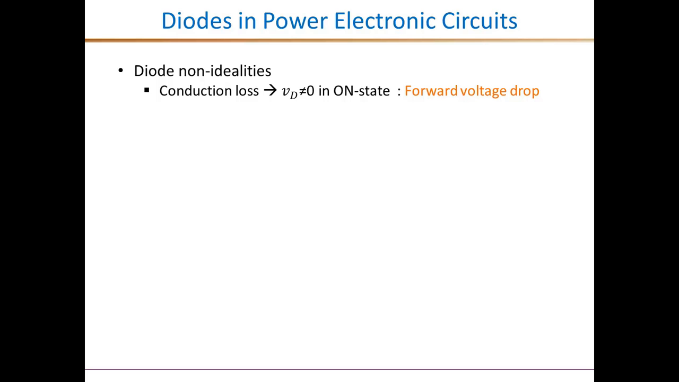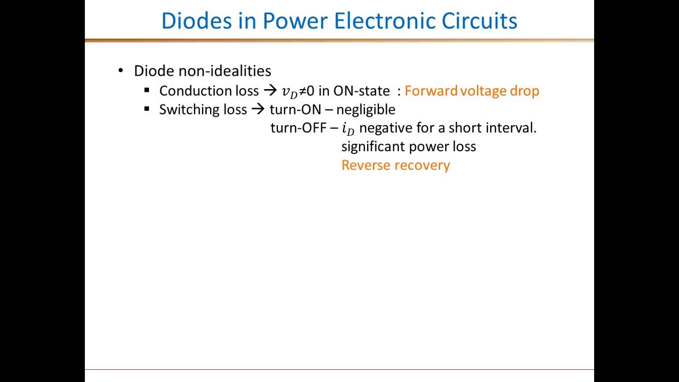The conduction loss of course depends on the non-zero forward voltage drop, and for the switching losses, the turn-on losses are negligible with the small forward recovery, whereas during turn-off the diode current actually goes negative for a short interval during the reverse recovery process, and this can represent a significant source of power loss.